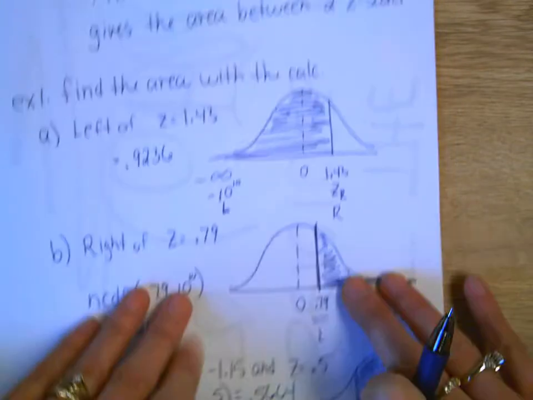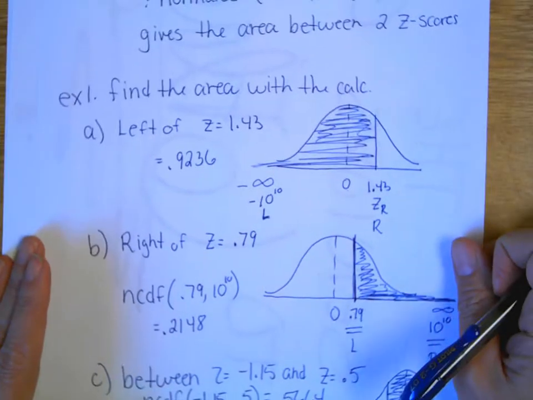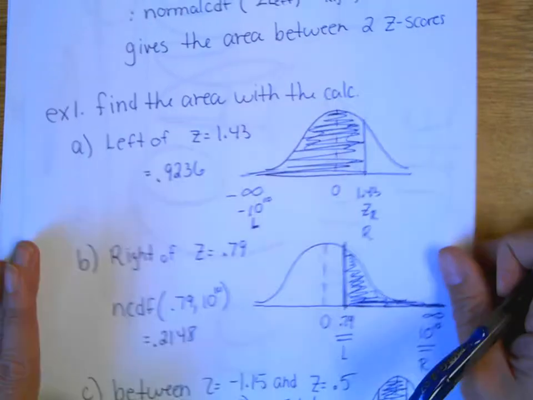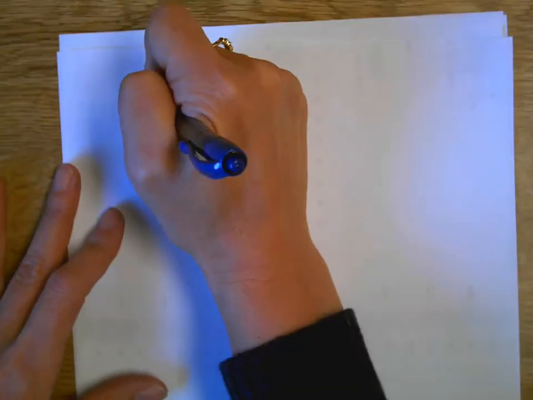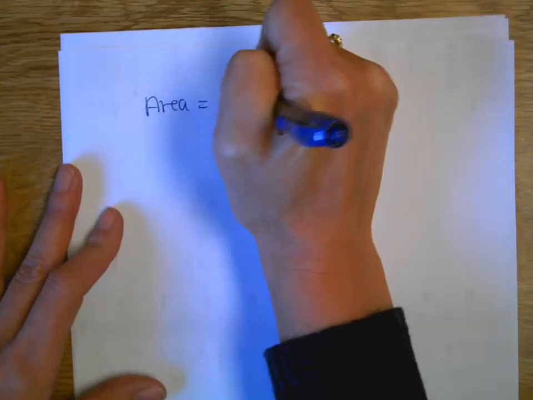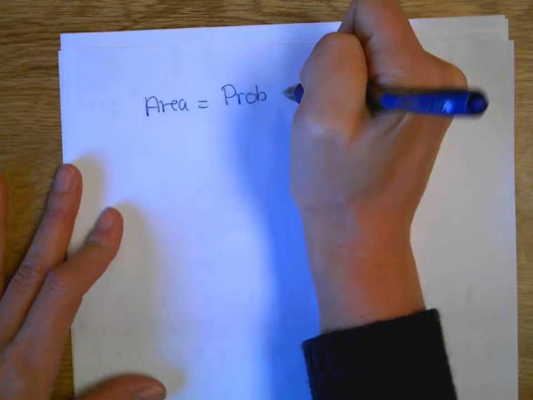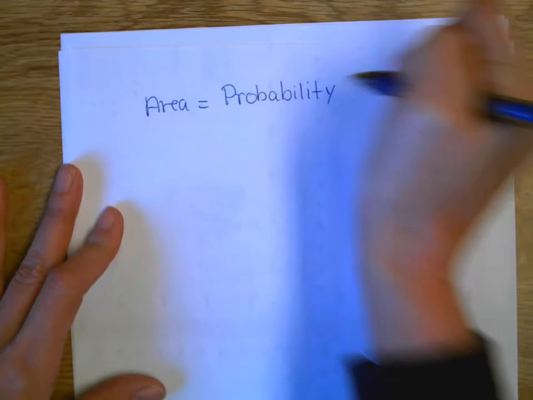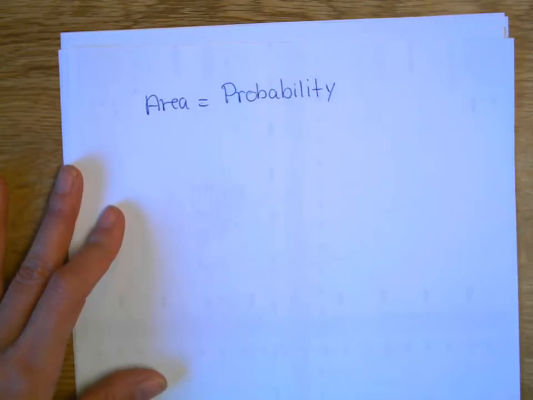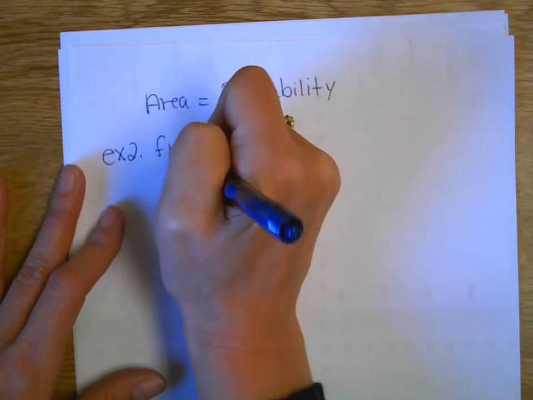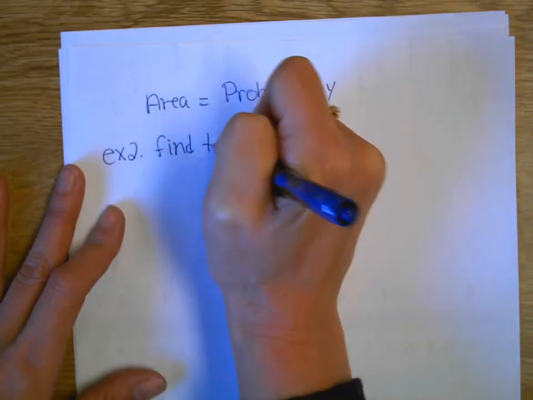When they say find the probability, you can change that word out for area, because area equals probability. So we're going to do that right now real quick. Area equals probability. They're the exact same thing. So example 2, find the probabilities.